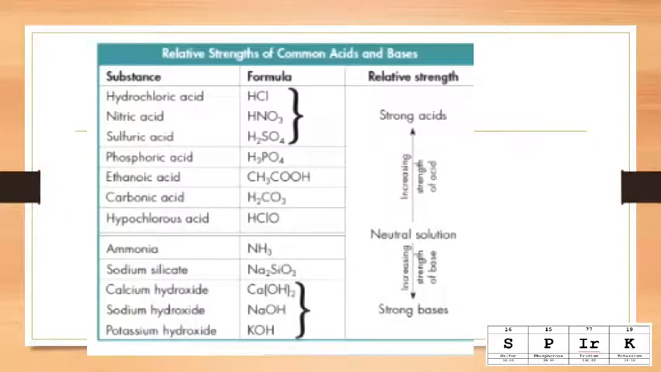Here's a good list of common acids and bases that we'll need to know. You're basically just going to want to know the strong acids, so hydrochloric, nitric, and sulfuric acid, as well as your strong bases, calcium hydroxide, sodium hydroxide, and potassium hydroxide. If you know those six, then you know that everything else is a weak acid or a weak base.